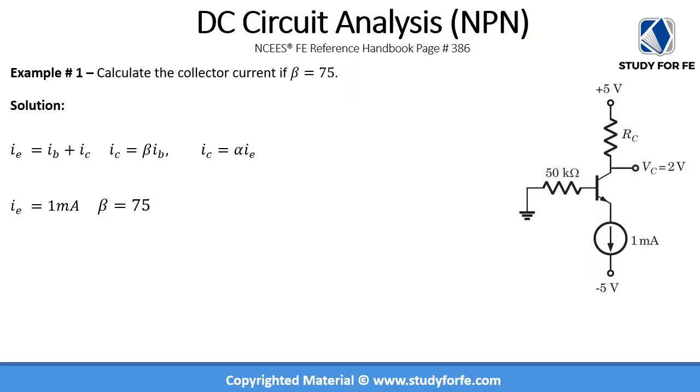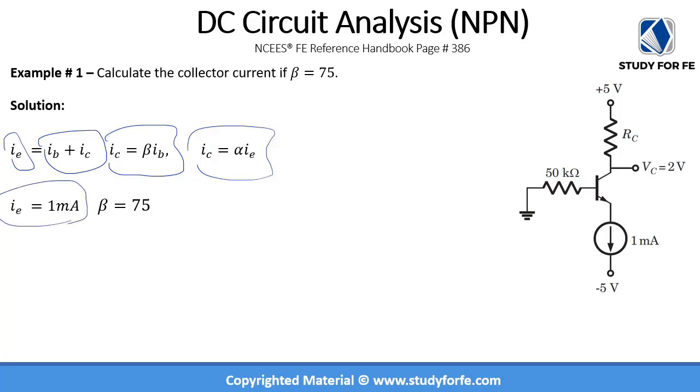Based on the mathematical relationships that we explored earlier, we know that the emitter current is equal to the base current plus the collector current, and the equation that relates the collector current to the base current is this, and the equation that relates the collector current to the emitter current is this. Now we have already been provided IE, which is equal to 1 milliamp. I just explained to you that this is a very important observation that you have to make, otherwise you won't be able to make much headway with this particular problem. So your IE is fixed to 1 milliamp and beta is equal to 75.